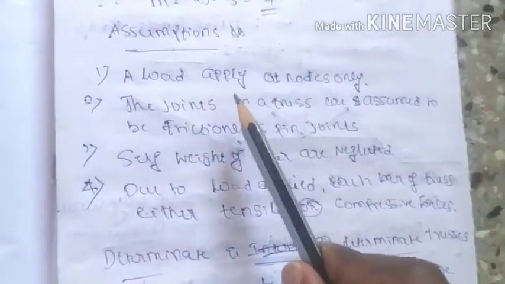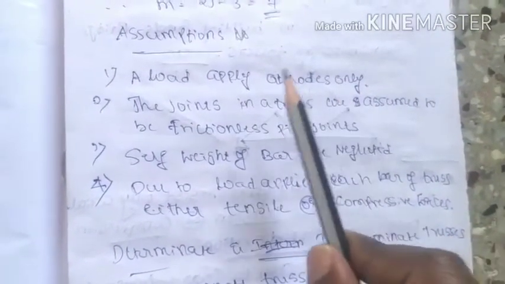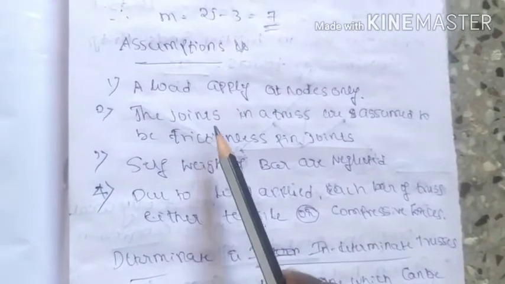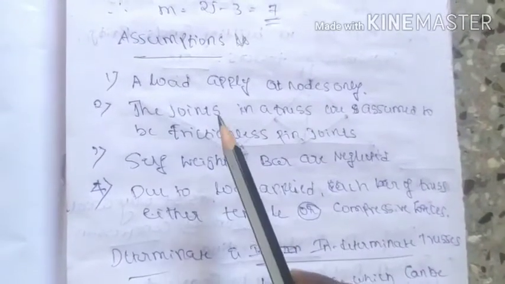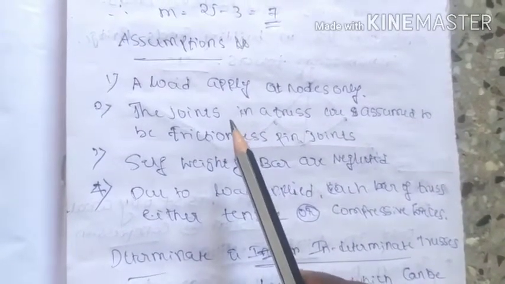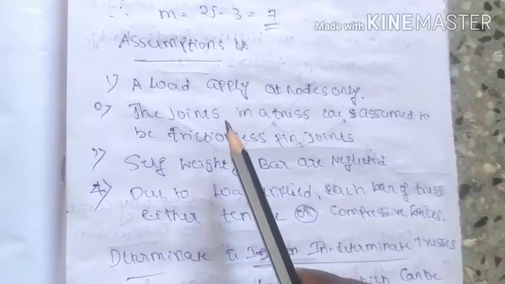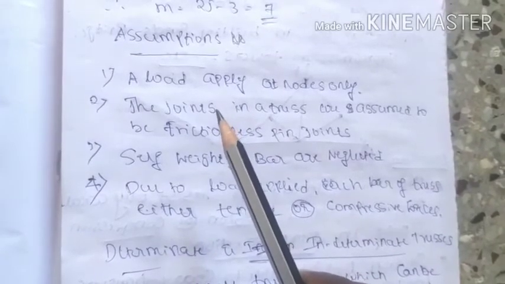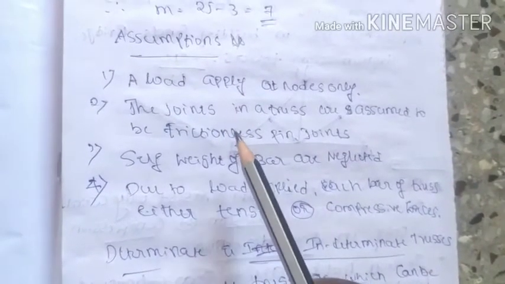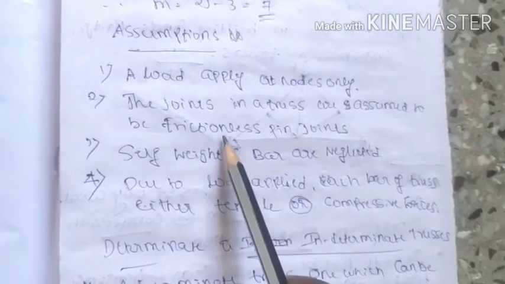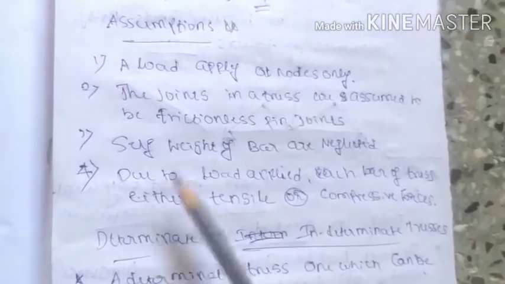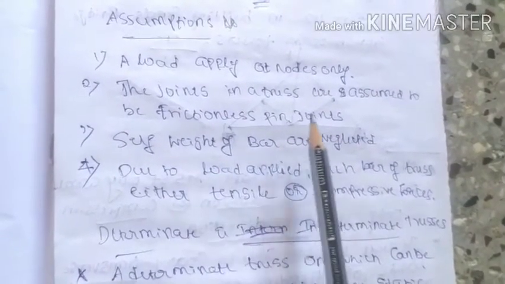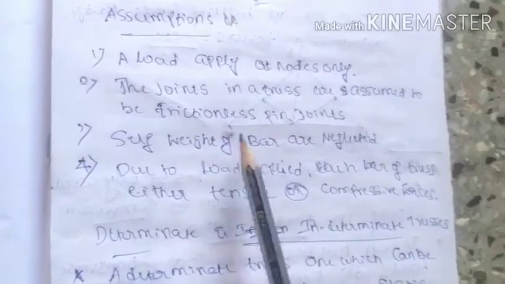Loads are applied only at the nodes. That means where a joint comes, that is the node. And the joints in trusses are assumed to be frictionless. That is very important. Sometimes they are going to use rivets also. In that case, the contact surface between the rivets as well as the bar surface should not have friction; it is a frictionless joint. And also self weight of the bars will be neglected. We are not going to consider any self weight, its own weight.